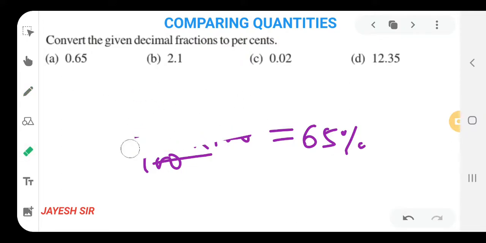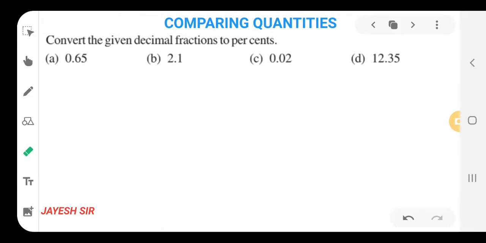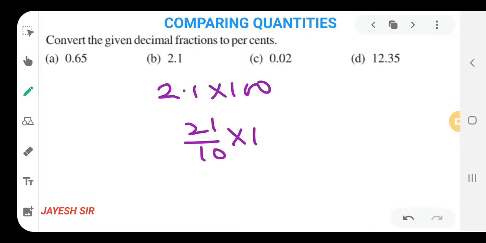Next thing, that is 2.1. First we will try to remove the decimal point. To insert the percentage sign we multiply by 100. 2.1 could be written as 21 upon 10 into 100. 0, 0 gets cancelled. What is left? 210%. That is the final answer. I hope you all are getting it. Let us begin with the next one.